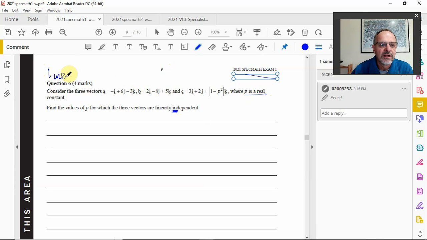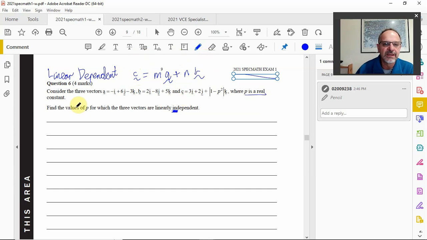All right, so this is one of the things that you need to have in your memory. Linear dependent means that C would be some multiple of A plus some multiple of vector B. All right, and so I know that's going to give us dependence, but that's all we've got to work with at the moment, and I will explain at the end how we then get to the independence.